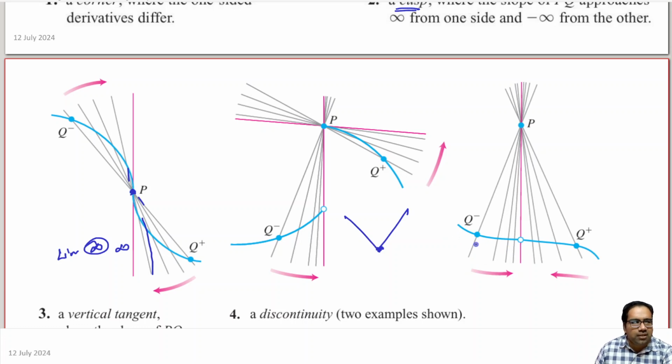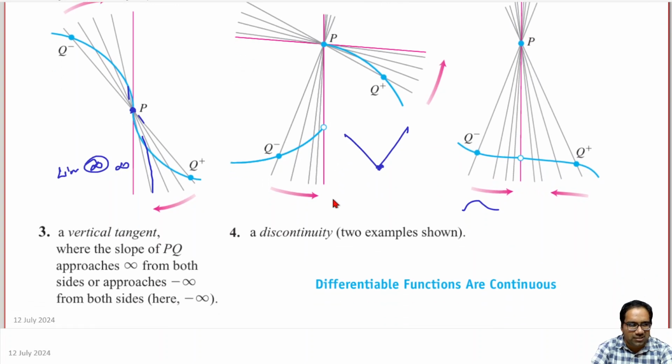At the same time, the graph has to be smooth. Differentiability means slope, which means the graph has to be a smooth curve. Informally saying, it has to be a smooth curve. Then we say the derivative exists.